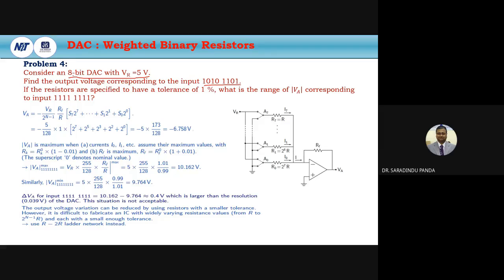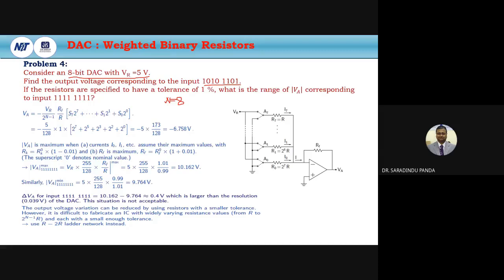This is the 8-bit DAC, so that means capital N should be 8, and VR is equal to 5 volt. So put the value here: minus VR by 2 to the power of n minus 1, RF by R, S7 into 2 to the power of 7 to S0 into 2 to the power of 0. Put the values of S0, S1, S2, S3 to S7 like this: S0, S1, S2, S3, S4, S5, S6, S7.